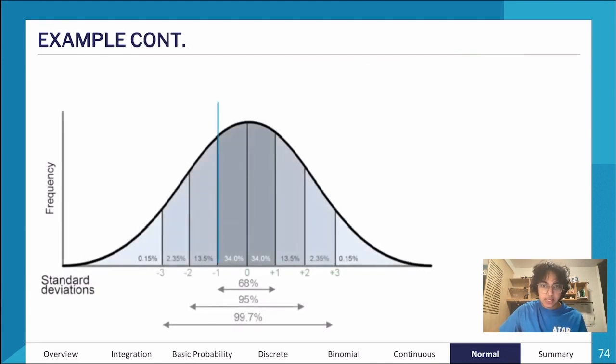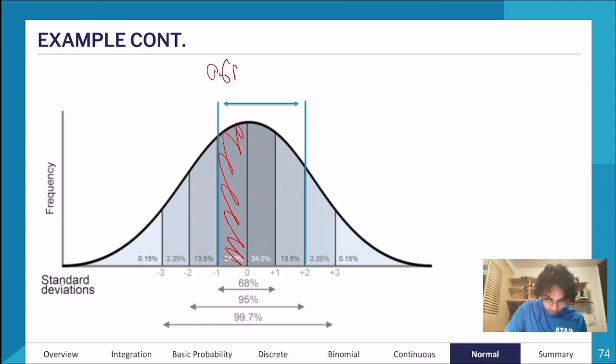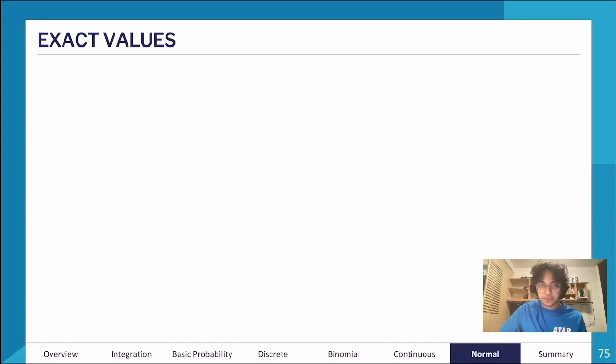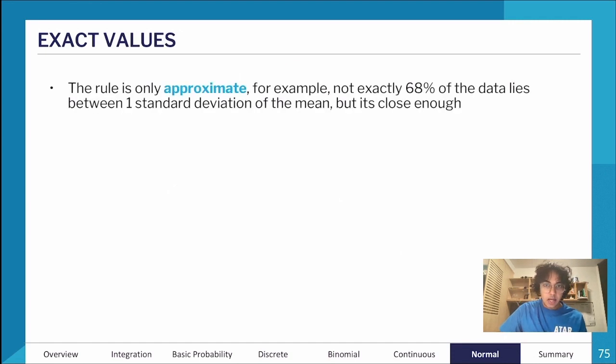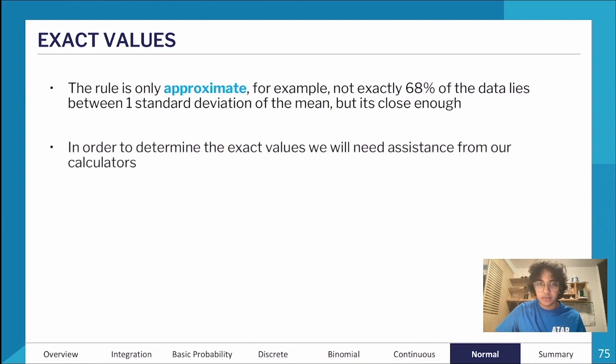Just to continue with the example, this is just what I just showed. All we're doing is working out this, which is just equal to 0.68 divided by 2. And then we're also working out what this is, which is equal to 0.95 divided by 2. So this rule is approximate, right? It's not exactly 68%, but it's good enough for that determination. But for exam 1, that's good enough because they only want approximates.